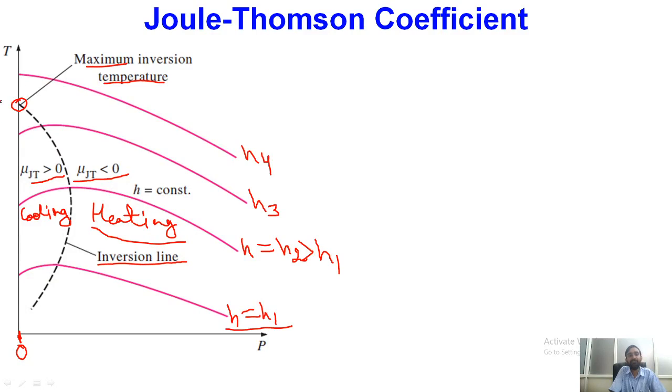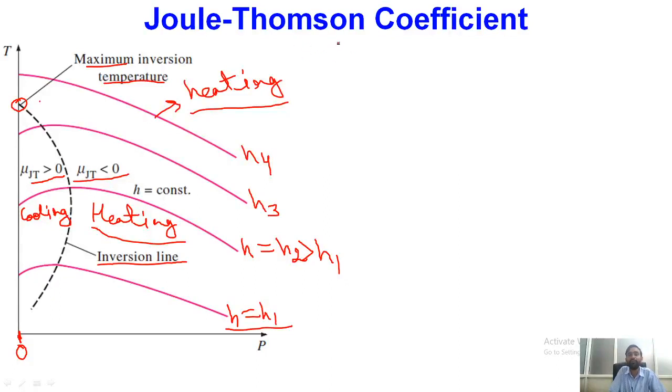And if we see any enthalpy line beyond this maximum inversion temperature, for that we will always have heating. So it means for enthalpy equal to H4, this line is lying to the right of the inversion line. So always we will have heating when any throttling process occurs along this line. So this is about the temperature pressure plot and the Joule-Thomson coefficient.